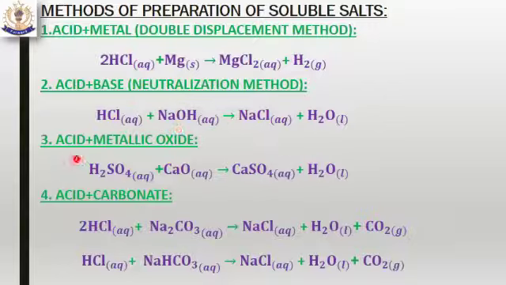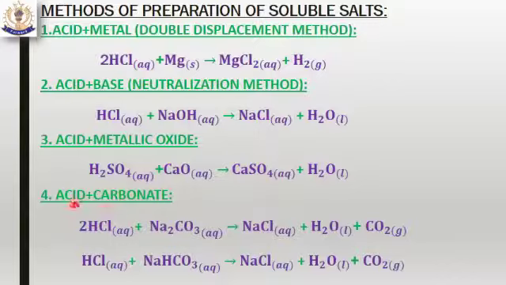The third method is acid reacts with metallic oxide. H2SO4 is an acid. It reacts with a metallic oxide. Calcium is a metal and this is oxygen, so it is a metallic oxide, calcium oxide. These both react with each other and form calcium sulfate and water. Calcium sulfate is a soluble salt.